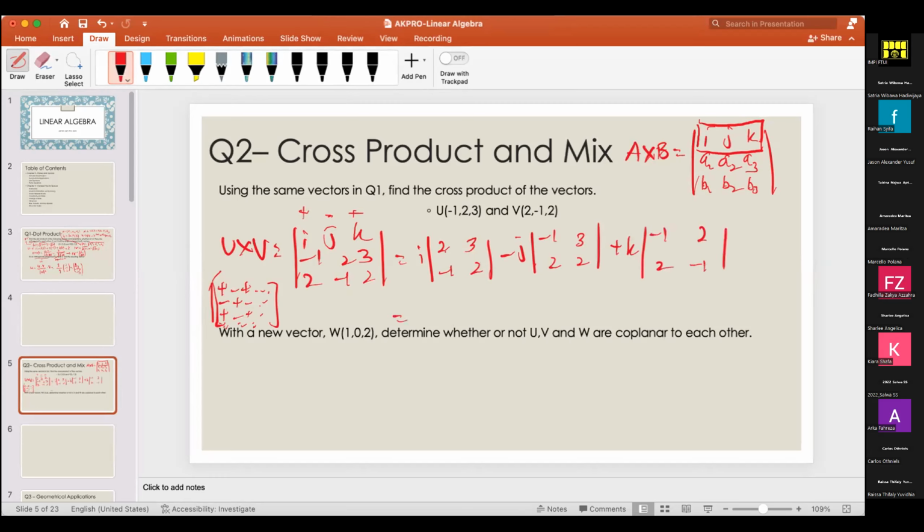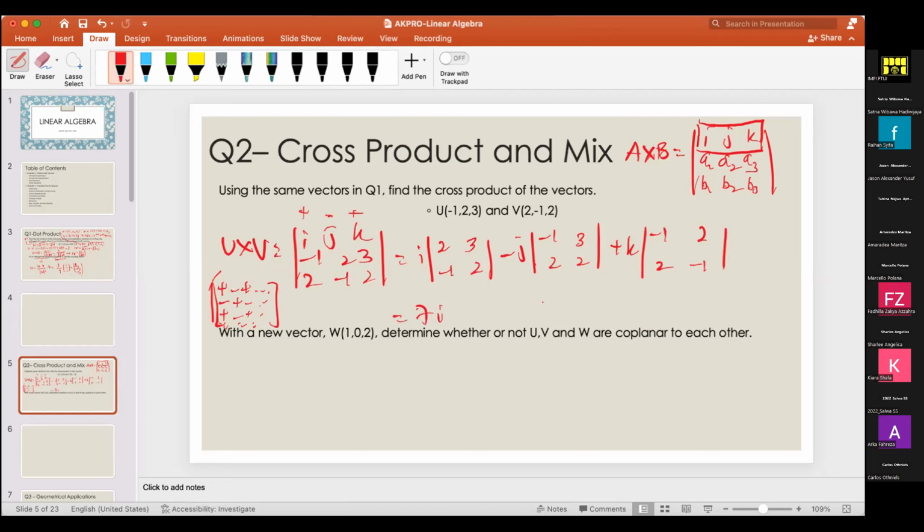And so the resulting vector would be 4 plus 3, 7I, negative 2 minus 6, that's negative 8, so plus 8J, plus 1 minus 4. Sorry, this is plus, let me just erase that. That would lead to minus 3K. And so this is our cross product.